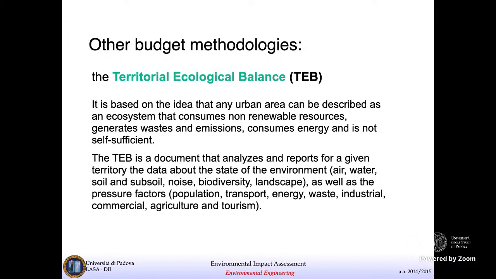The territorial ecological balance is a document that analyzes and reports for a given territory the data about the state of environment, air, water, soil, and subsoil, noise, biodiversity, landscape, as well as the pressure factors, population, transport, energy, waste, industrial, commercial, agriculture, and tourism.